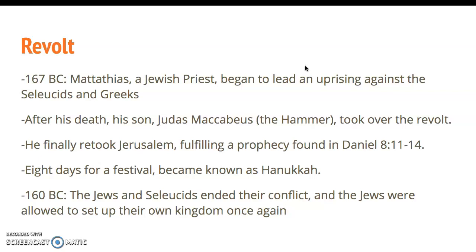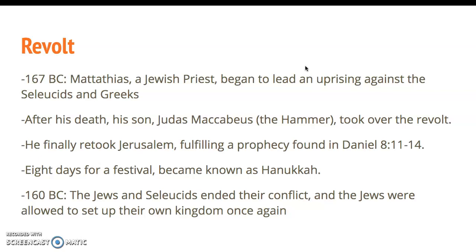Revolt. Around this time period, 167 BC, Mattathias, or Mattasiyahu, a Jewish priest, began to lead an uprising against the Seleucids and the Greeks. After his death, his son, Judah Maccabee, or Judas Maccabeus, depending if you're reading the Hebrew or Greek translation, known as the Hammer, took over the revolt. He finally retook Jerusalem, fulfilling a prophecy found in Daniel 8:11-14.